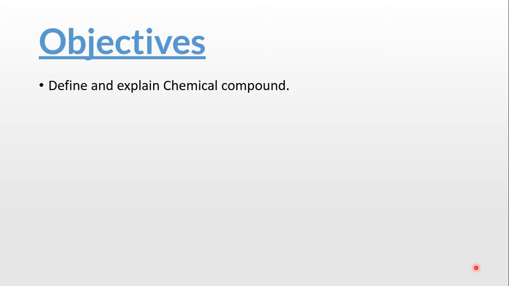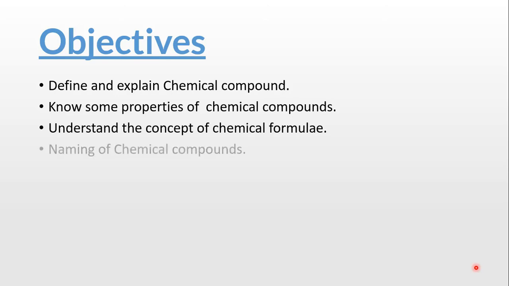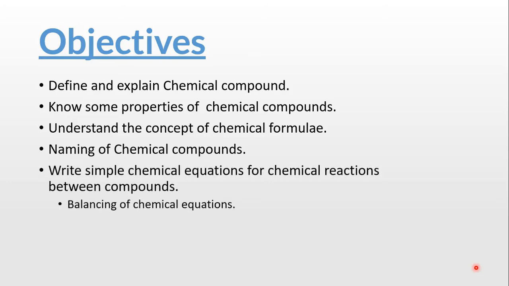We're going to be able to define and explain chemical compounds. So these are the things we are going to know at the end of the lesson. Know some properties of chemical compounds. We are going to understand the concept of chemical formula, what chemical formulas are. We are also going to know how to name chemical compounds. We'll be able to write simple equations for chemical compounds or chemical reactions between the compounds, and we'll be able to balance those equations.